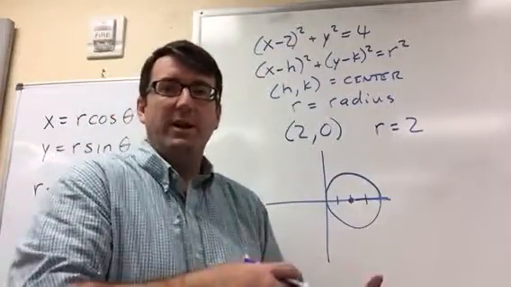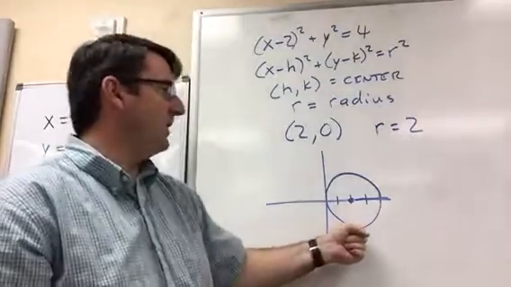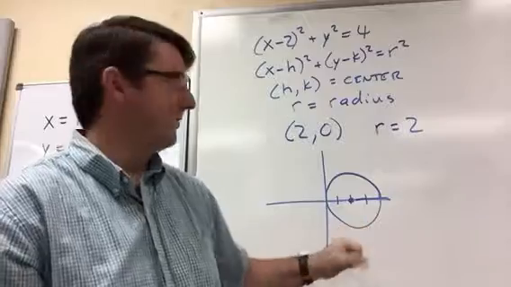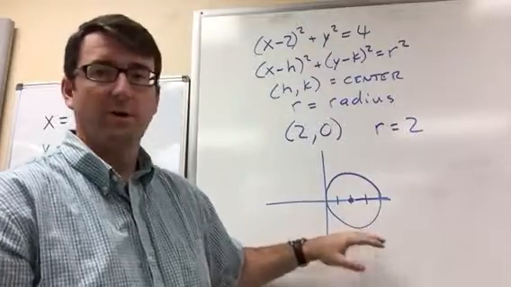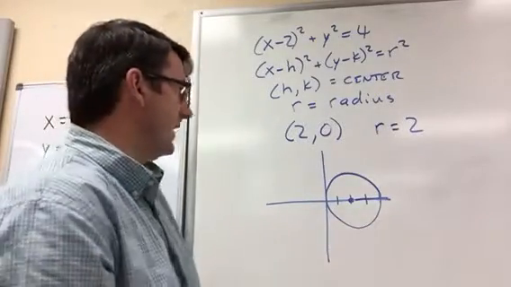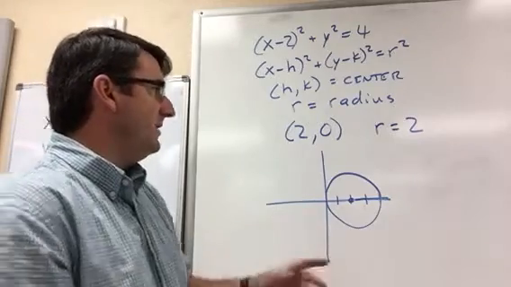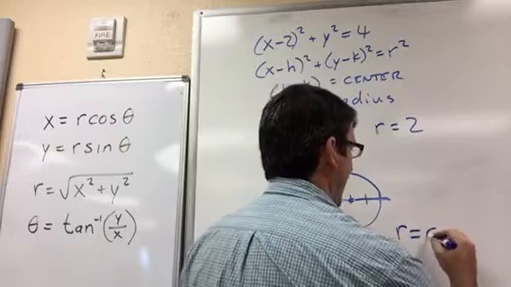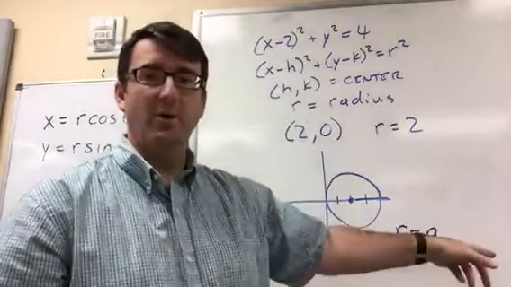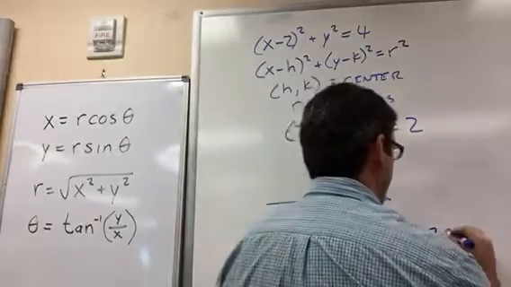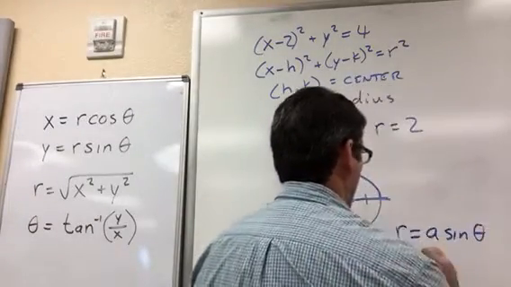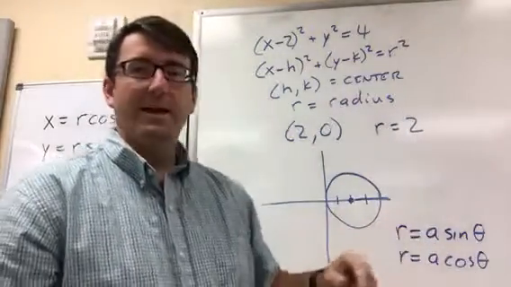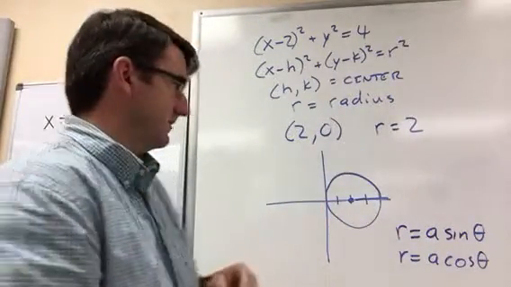Now, in order to put it into polar form, we just use what we know about graphing circles in polar form to come up with the polar form of the equation for this circle. And we know that the polar form is always going to be r equals a times either sine or cosine of theta. So r equals a sine theta or r equals a cosine theta, where a is going to be the diameter of the circle.